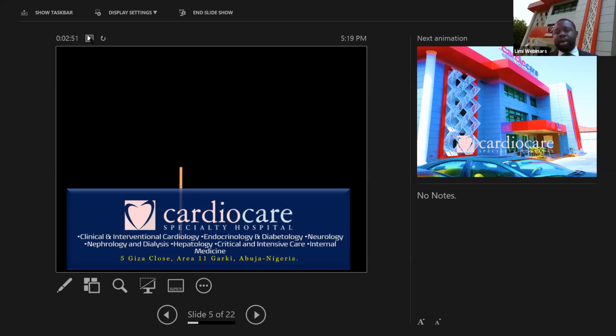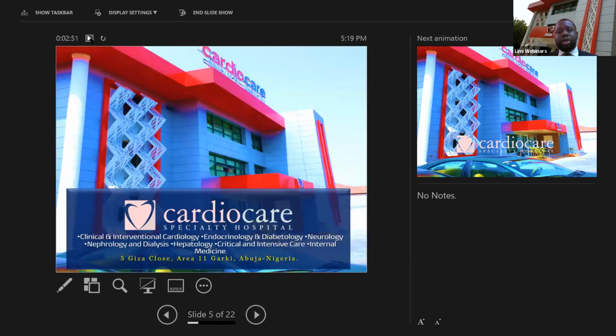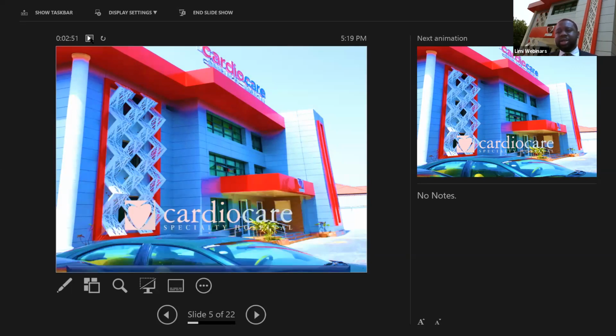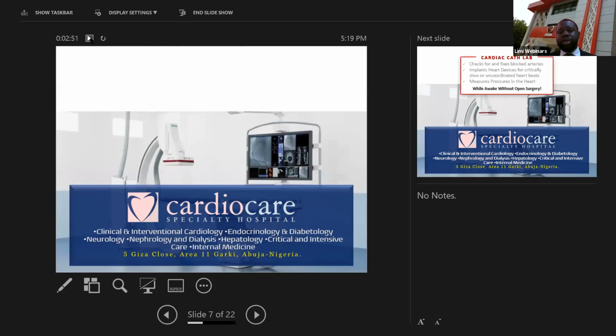So we have a very robust practice here, essentially focused on internal medicine, nephrology, dialysis, intensive care, and we also do a lot of interventional cardiology. That is cath labs, for angiographies, for heart attacks, for people that need pacemakers, CRT devices, essentially everything heart. This is the interior of the facility. This is the waiting area for patients when they're waiting for their loved ones.